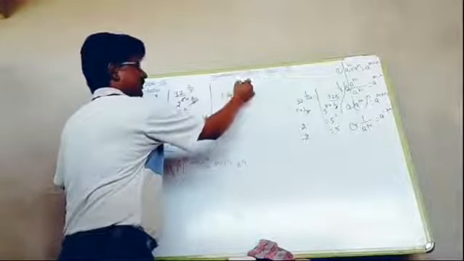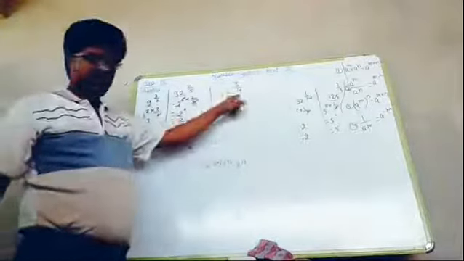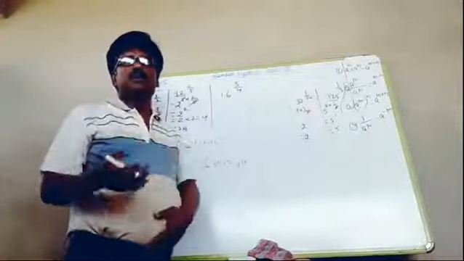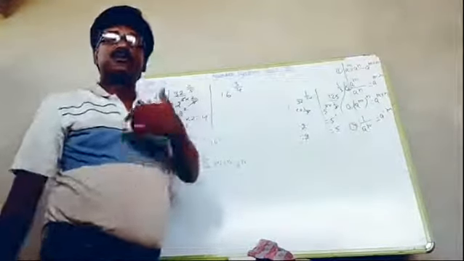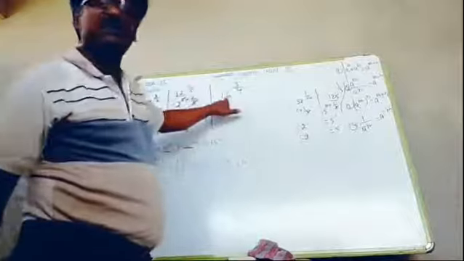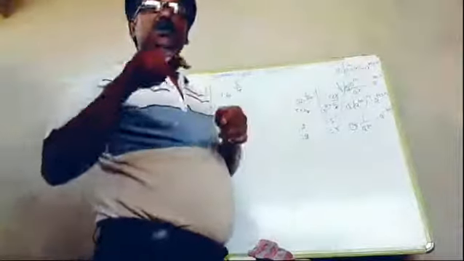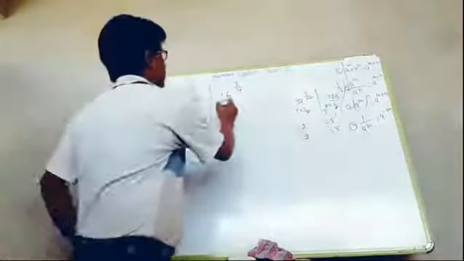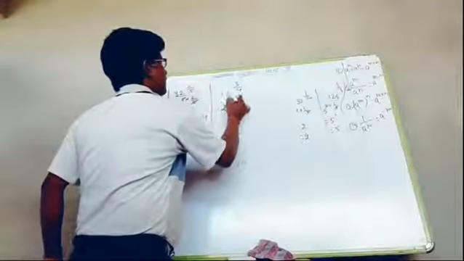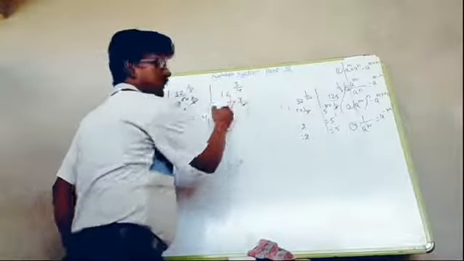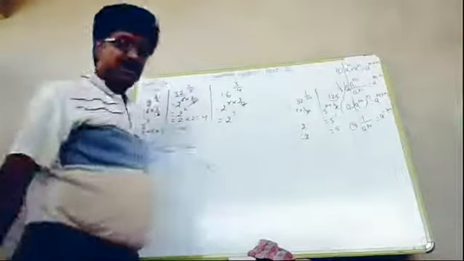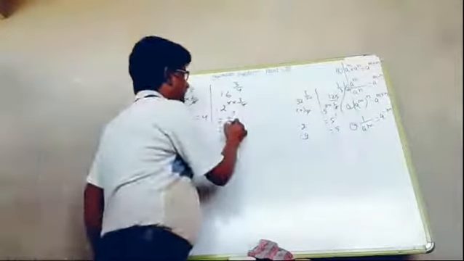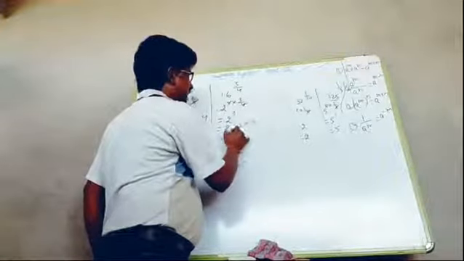Next is 16 is raised to power 3 by 4. There 4 is there. So once again, we know when 2 is multiplied 4 times, then the product will be 16. So in place of 16, we can write 2 is raised to power 4. So that is 2 is raised to power 4 into 3 by 4. Then 4 and 4 will be cancelled. And after cancellation, we will get 2 is raised to power 3. So now 2 is raised to power 3 means 2 into 2 into 2, that will be 8.